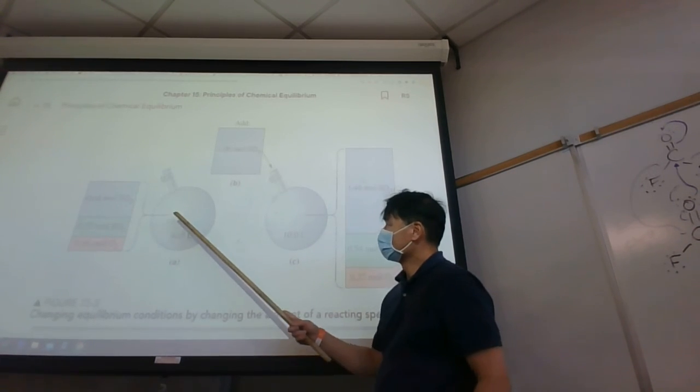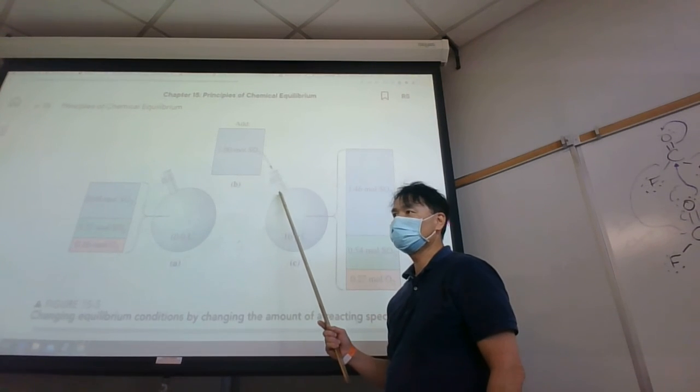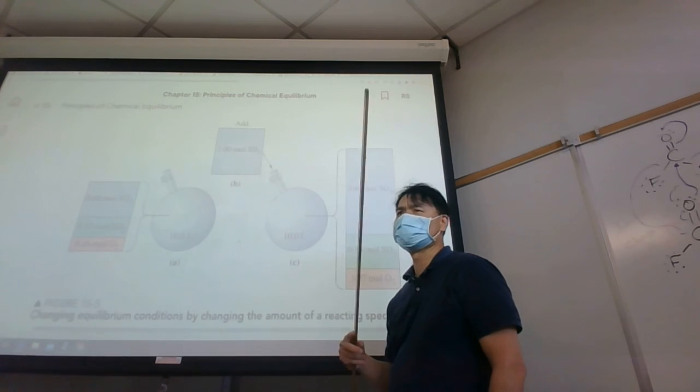So one thing we could do is remove the SO3, but in this case, you know what? They're going to add more SO3. If you add more SO3, then we have too much SO3. It screws up the balance.